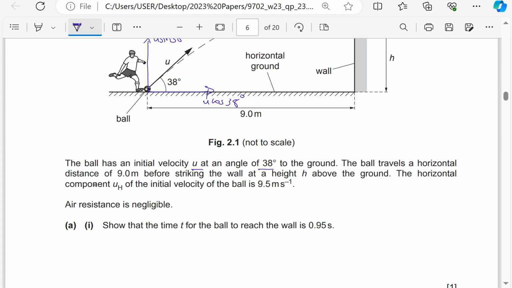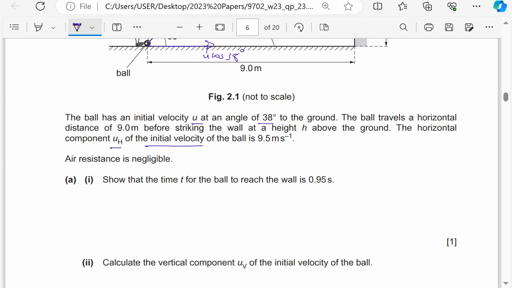The horizontal component UH of the initial velocity of the ball is 9.5 meters per second. Show that the time t for the ball to reach the wall is 0.95 seconds. So I will use s equals ut plus a half at squared. I'm going to consider horizontal motion. Remember, acceleration in the horizontal is 0 because there is no force acting in the horizontal. So this part here becomes 0.